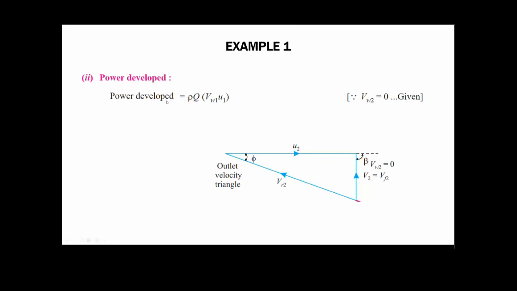Now we just plug in the values that we already know. Rho is the density of water, Q is the volume flow rate, VW1 we have calculated, and U1 we also calculated previously. We got the power developed equal to 5272402 Newton meter per second, or you can calculate it in kilowatt by dividing by 1000.